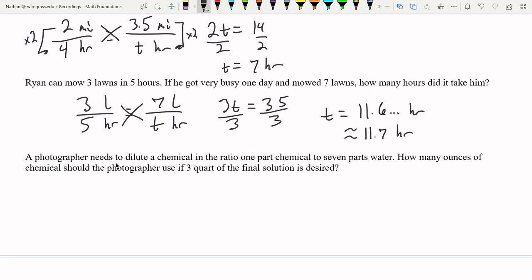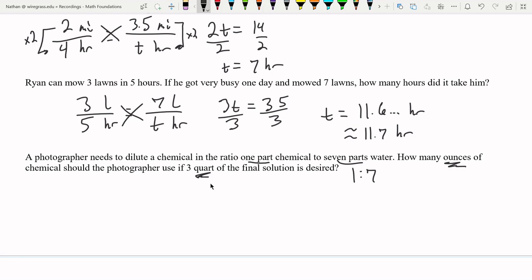We have a photographer who needs to dilute a chemical in the ratio of 1 part chemical to 7 parts water. So 1 part to 7 parts, this is actually the ratio 1 to 7. How many ounces of chemical should the photographer use if 3 quarts, so here, ounces and quarts, if 3 quarts of the final solution is desired?